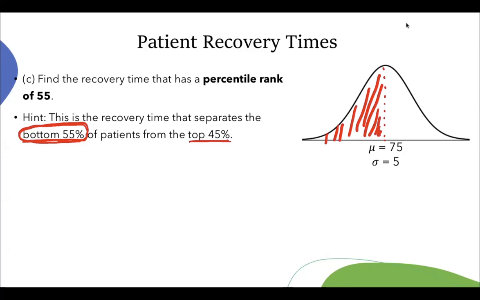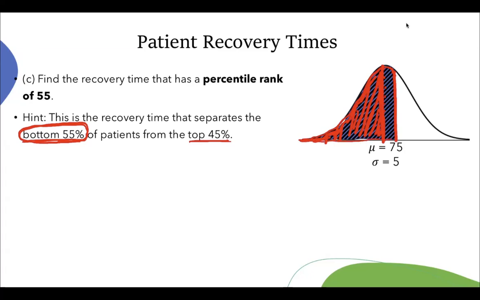If I want to shade in the bottom 55%, then I've got to shade in more than this area. Okay, remember, this extends to negative infinity, so I can't make more on the left. I've got to find out where the 55th percentile is. So that's going to be a little bit more on the right. So you're going to shade a little bit more past the halfway mark to get 55% of the area shaded in. Okay, so there we have 55%. That's the bottom 55%. So the question is asking us to find this value right here.